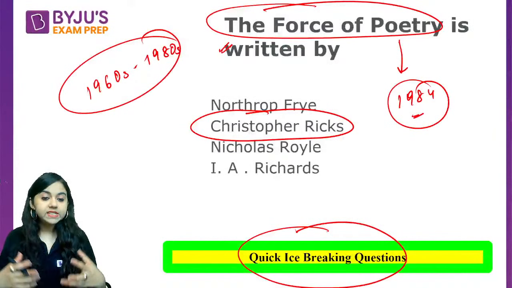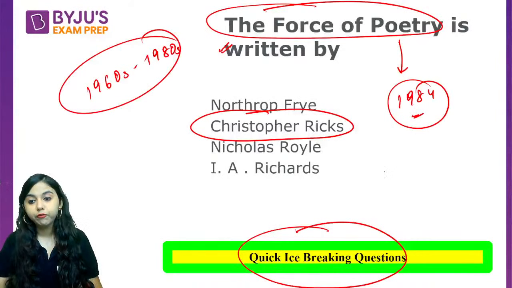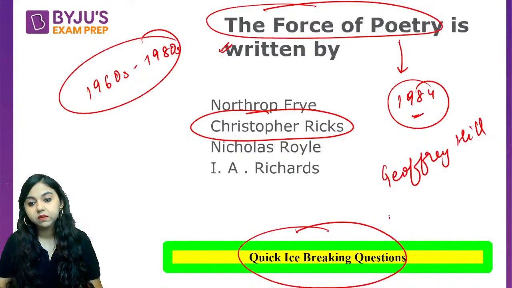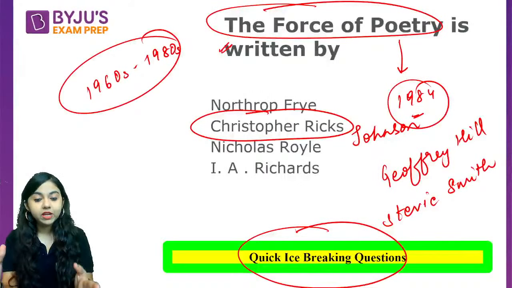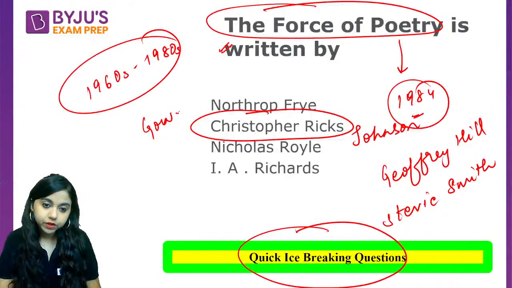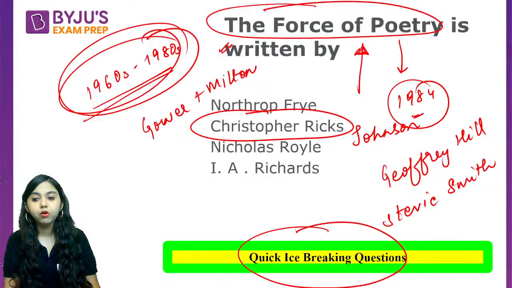It has articles on poets like John Gower, John Milton, Samuel Johnson, Geoffrey Hill, Stevie Smith. You can remember that. There are essays on Gower, Milton, Dr. Samuel Johnson, Geoffrey Hill, Stevie Smith. All these poets are being mentioned. So all the essays that Christopher Ricks was writing from the 1960s to 80s got published in The Force of Poetry in book form in 1984.